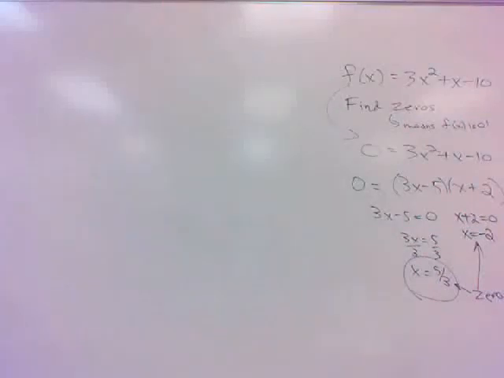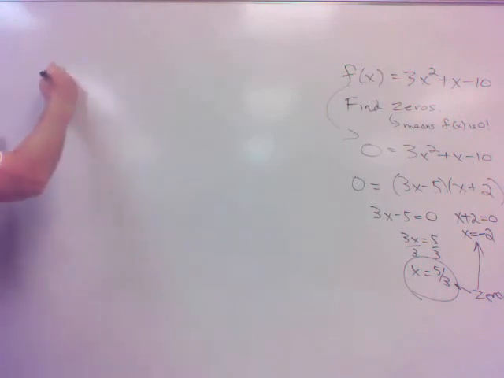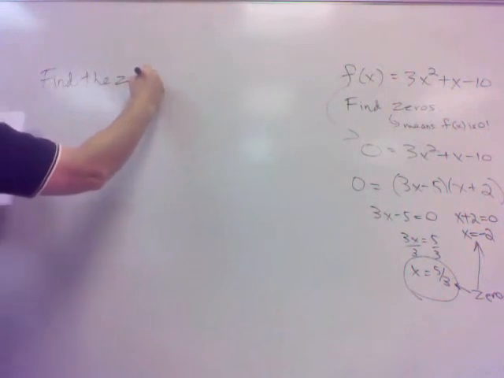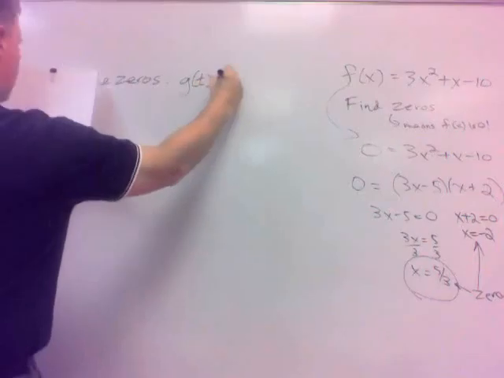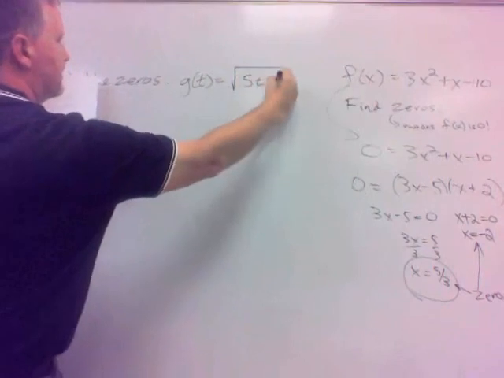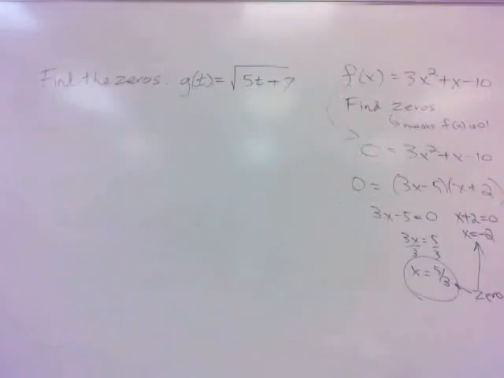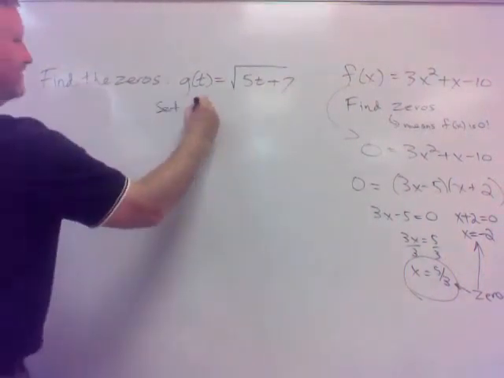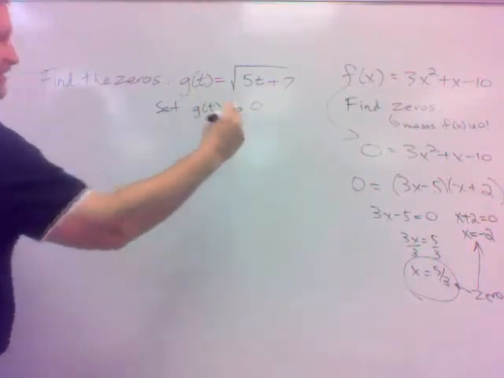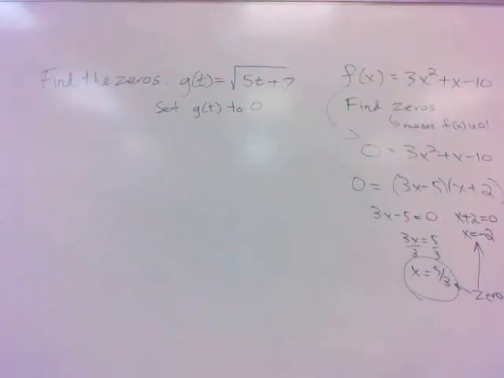All right. One more. For this, g of t, find the zeros. G of t equals the square root of 5t plus 7. A couple reasons to mention this one. This one's not an f of x, it's a g of t. So what do I set equal to 0 for the zeros of this one? G of t equals 0, all right. Yeah, it's the function value, the output value that's 0. In this case, it's g of t. So I set g of t equal to 0.